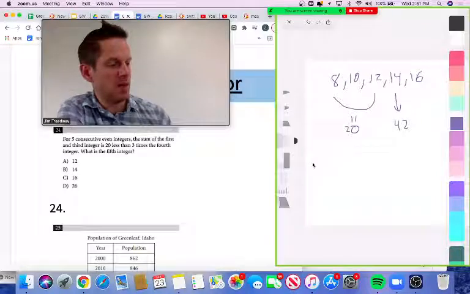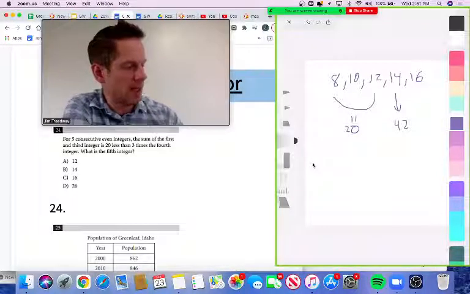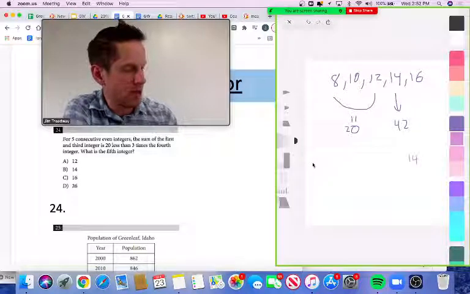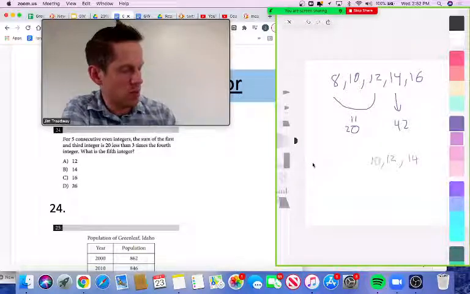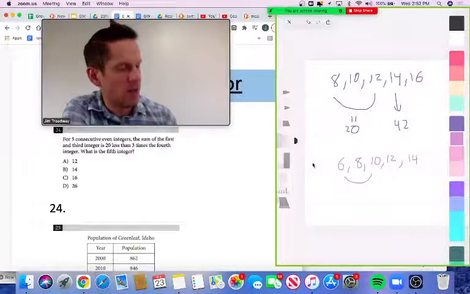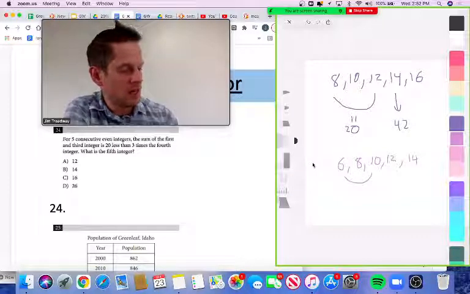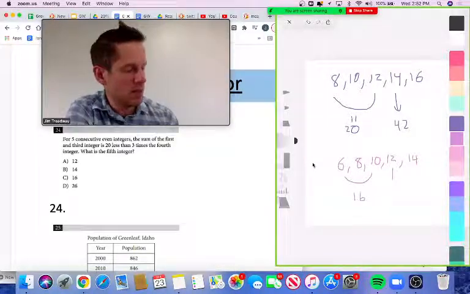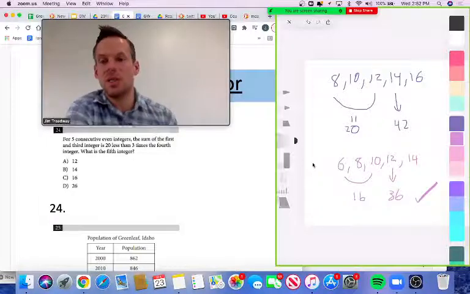I'll bet you it's B. I'll bet it's 14. Let's just try it out and we'll see. So if it's 14, then our 5 integers would be 14, 12, 10, 8, and 6. So the sum of the first and third would be 16, which they say is 20 less than 3 times the fourth integer, which would be 36. Yep, that's perfect. So our answer is B, 14.